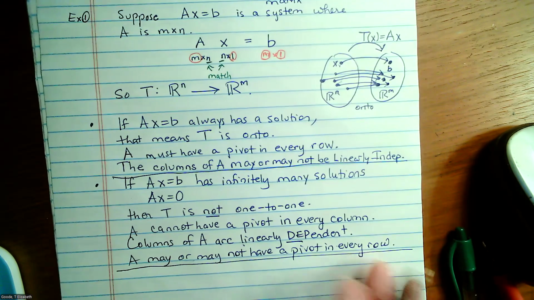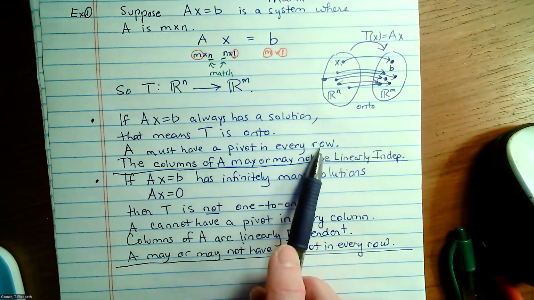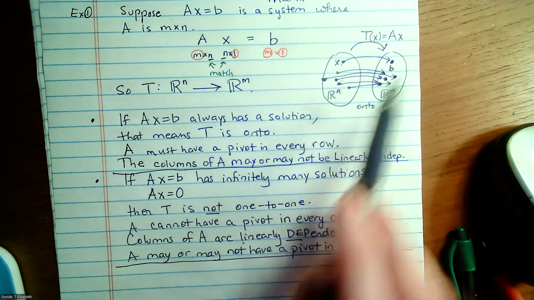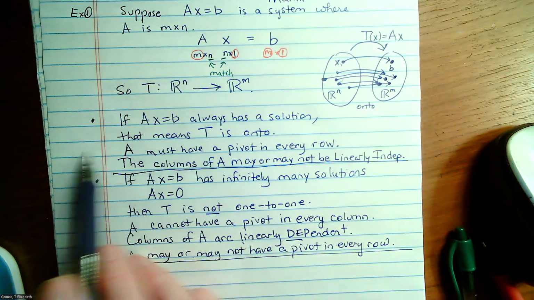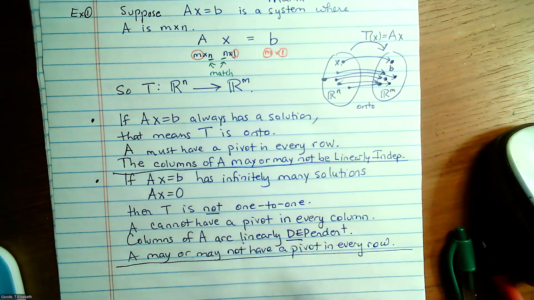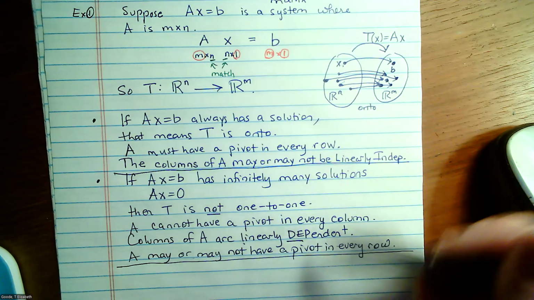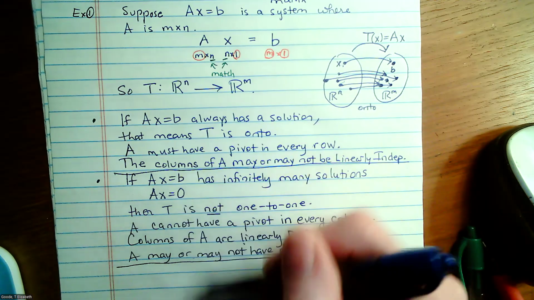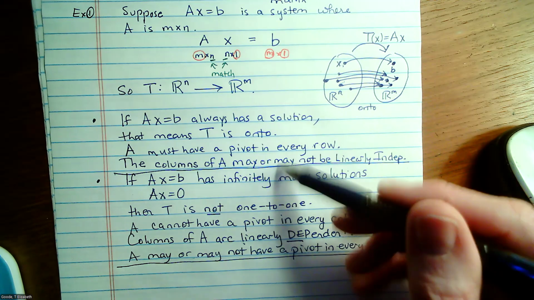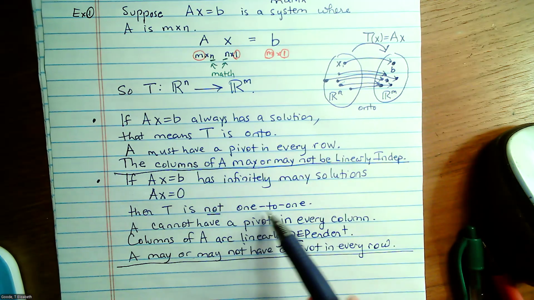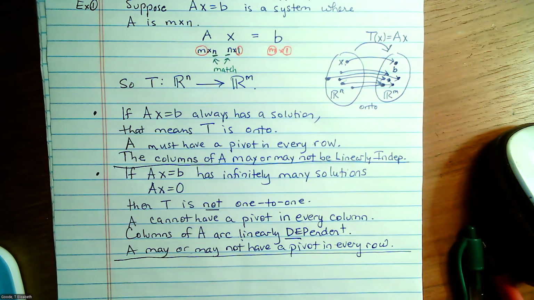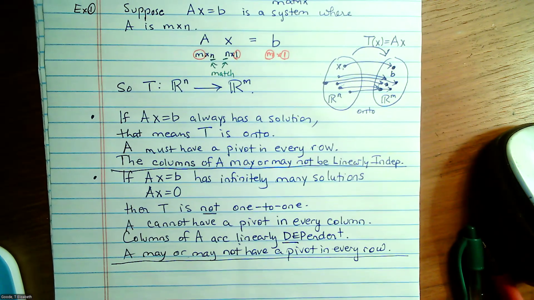So you just want to remember, when we're looking at pivots in rows, we're talking about onto. Think about going across, onto. And if we're talking about pivots in columns, we're talking about linear dependence versus independence of the columns, and we're talking about one-to-oneness. Because the minute we have infinitely many solutions, we can use one of those solutions to build a linear dependence relation.